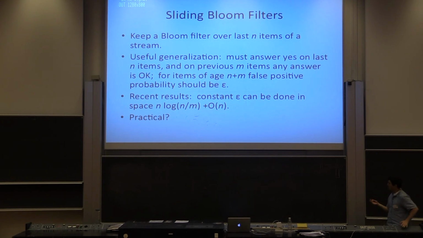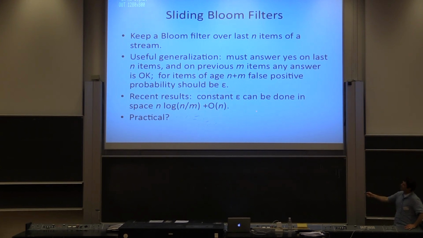For the last n items in the stream, you don't want any false negatives. Between the nth item and the n plus mth item, you're allowed to give any sort of answer. But once items age enough, once you get to items of age n plus m, the false positive probability should be epsilon, just like for any other item. So once you're sufficiently aged out of the system, you truly are forgotten. If you're new, you should be answered just like a Bloom filter, and in between you have a little bit of wiggle room.